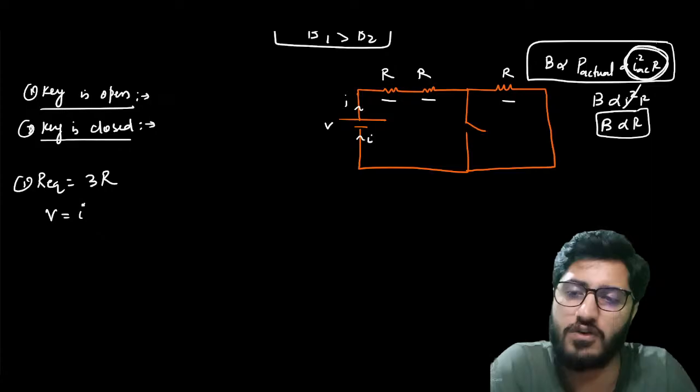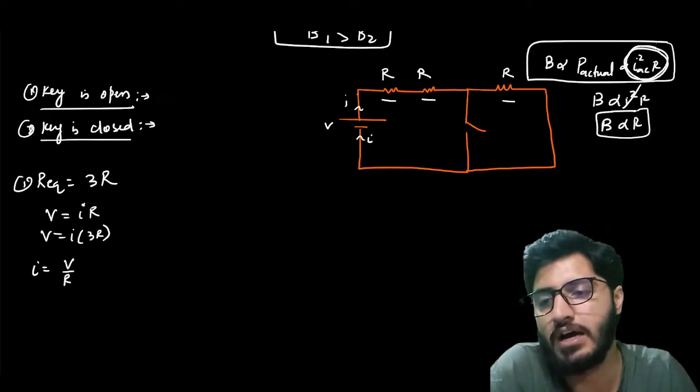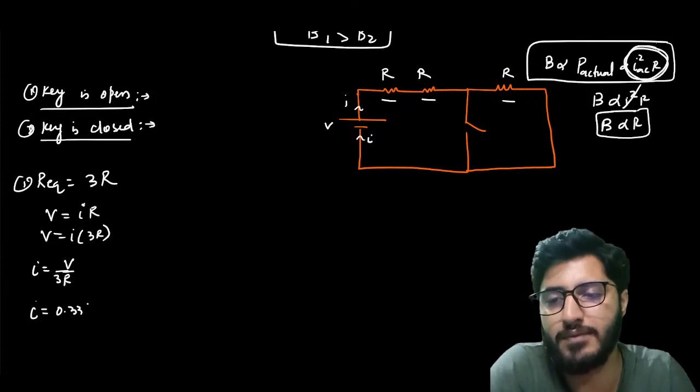So what is V? Ohm's law, V equals IR. V is V, I is I, R is 3R. So my I came out to be V by 3R, right? So I equals 0.33 times V by R.